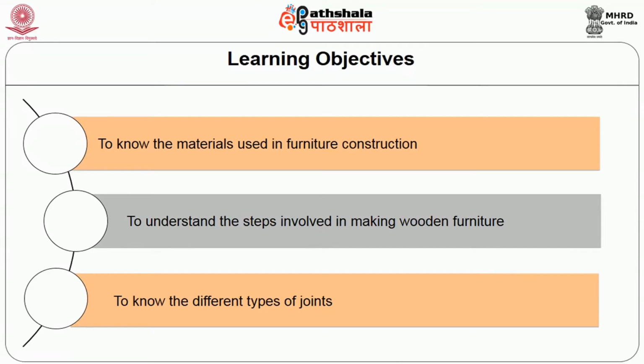Now, let us discuss the qualities of various furniture materials that are used either for structural or for aesthetic purposes. Now, we will see the objectives of this lesson. To know the materials used in furniture construction. Next, to understand the steps involved in making wooden furniture. Third objective is to know the different types of joints used in furniture construction.